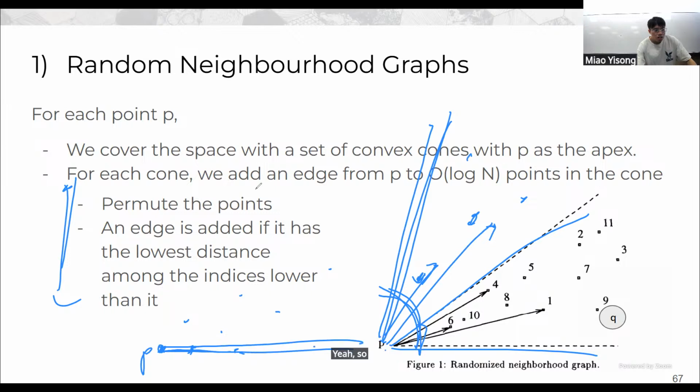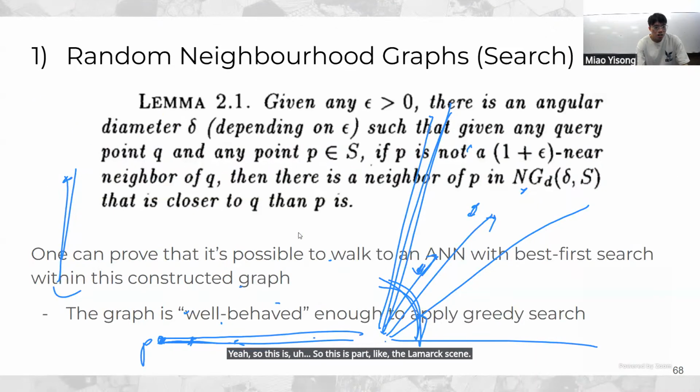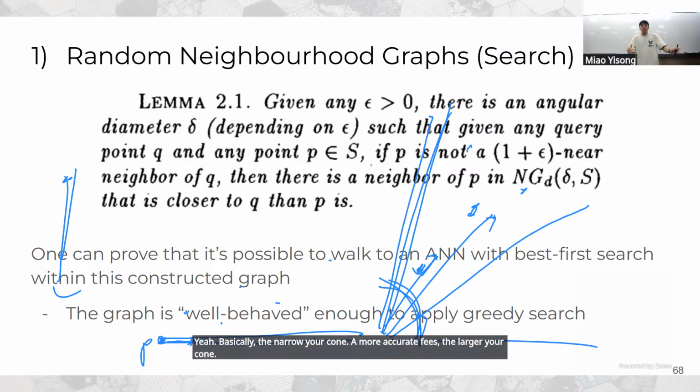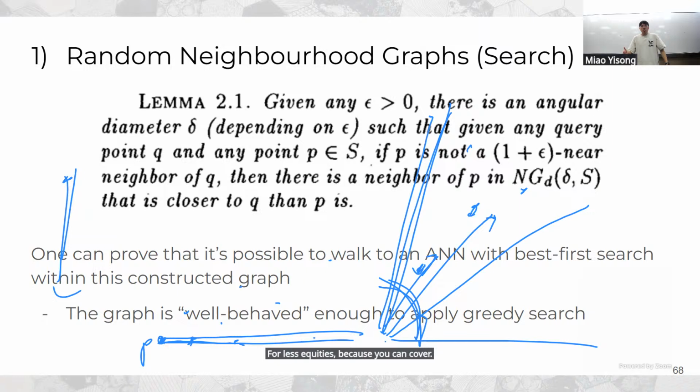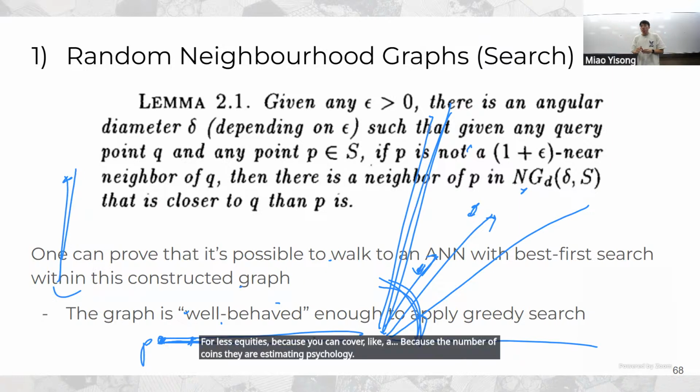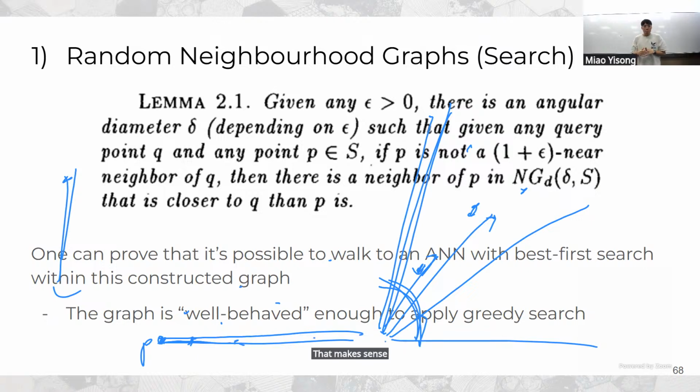So this is what the lemma is saying. Basically, the narrower your cone, the more accurate it is. The larger your cone, the less accurate it is, because the number of points that you're estimating is larger. That makes sense. Okay, cool.